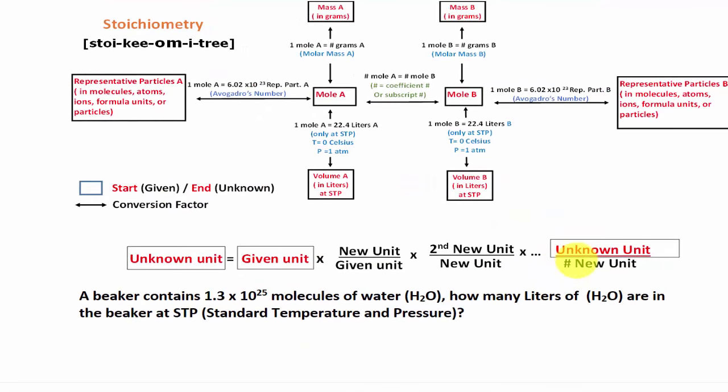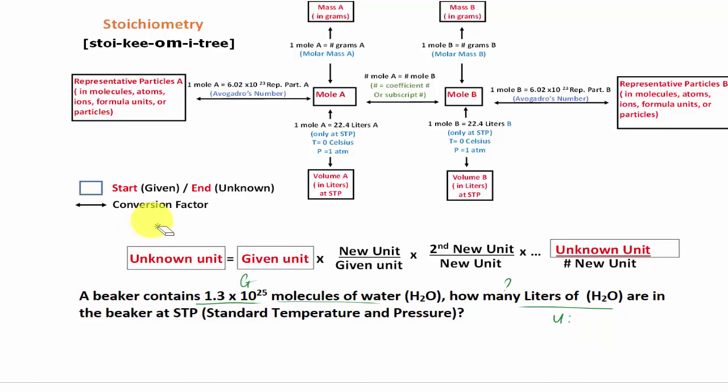In this problem, we have a beaker containing 1.3 times 10 to the 25th molecules of water. How many liters are in the beaker at STP? Now, what does that mean? Look at this number. Isn't that an extremely big number? If you had that many pennies, you'd be the richest man in the world, period. So in this case, we have a very large number of molecules of water. That would be our given. And we are looking for how many liters of water at STP, our unknown right there.